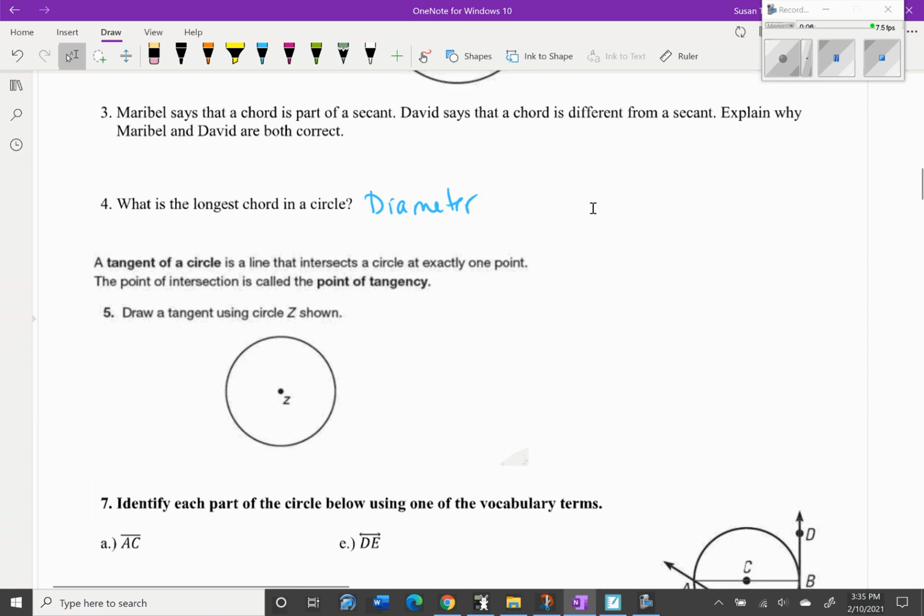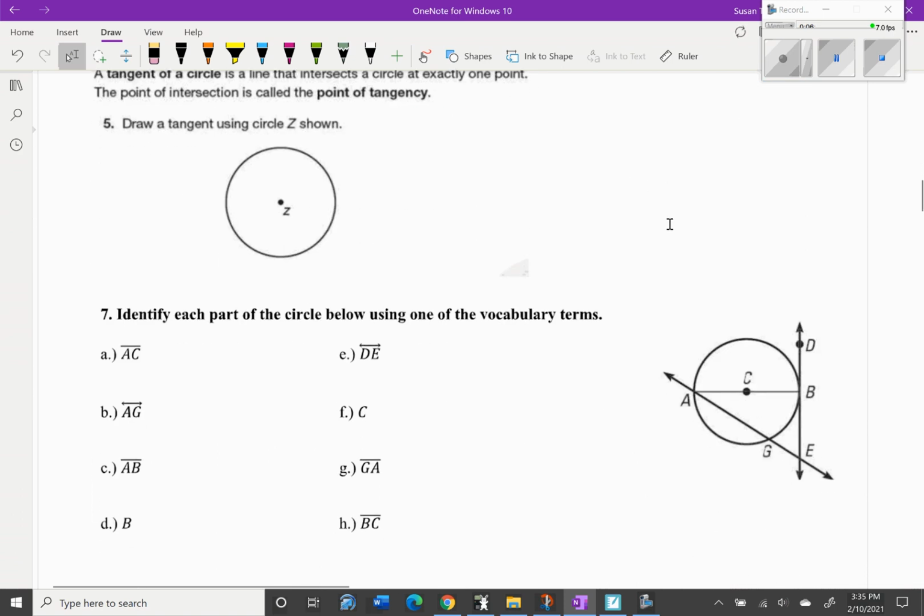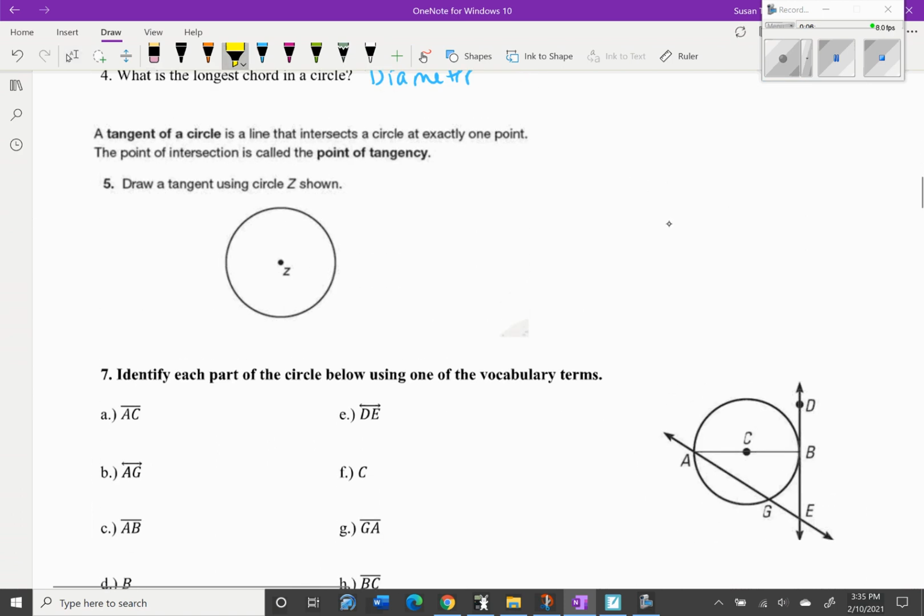Next, we're going to talk about the tangent of a circle. The tangent of a circle is a line that intersects a circle at exactly 1 point. The intersection is called the point of tangency. So here's my tangent line to my circle, and I'm going to call that point Y. So that would be the point of tangency.